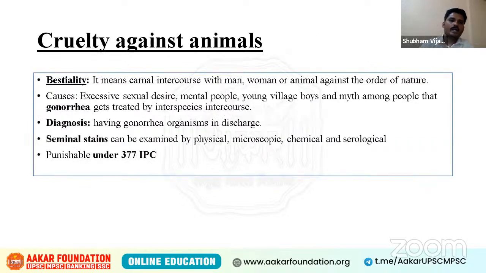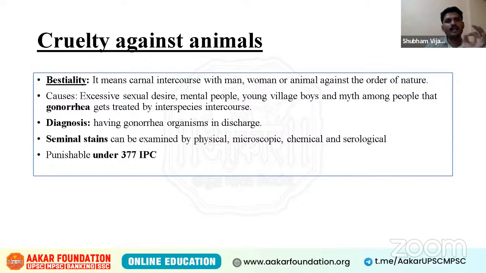Now, cruelty to animals. In detail, the first one is bestiality. What exactly is bestiality? It means carnal intercourse with man, woman, or animal against the order of nature. Against the order of nature. This is called bestiality.